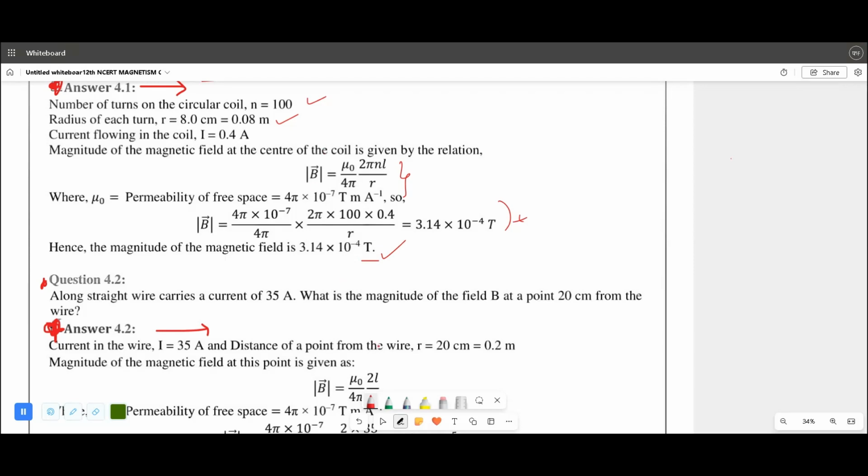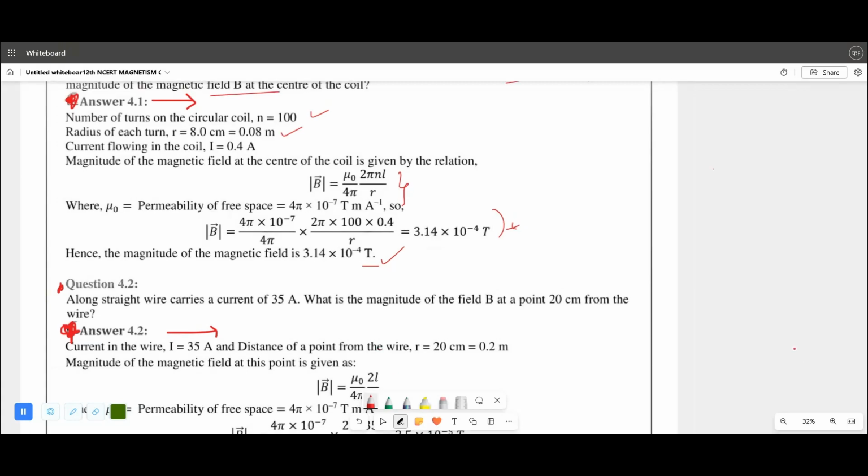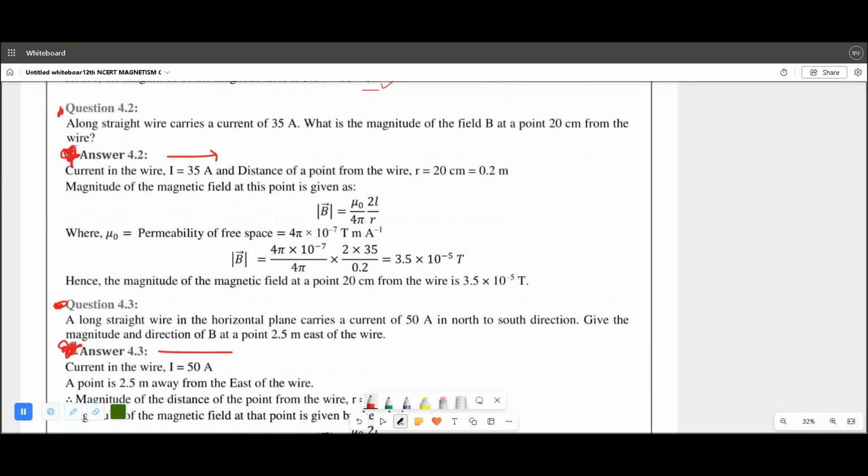Next one is 4.2. A long straight wire carries a current of 35 amperes. So you have a long straight wire in which current I is flowing, and you have to find the magnetic field here because of this long straight wire. Now you know the direction. How do you find the direction of such a magnetic field? You swirl your fingers, with your right hand thumb showing the direction of the current. The way your fingers swirl is the direction of the magnetic field. But that question is not asked. What they are asking is the magnitude.